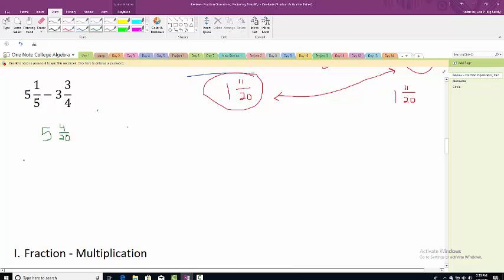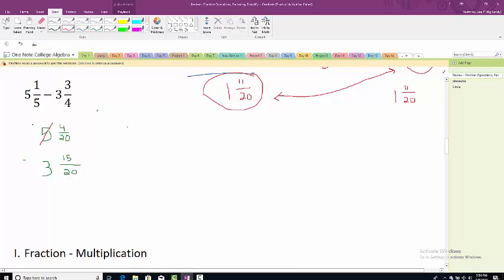3 1/4 becomes 3 15/20. Now, 15 cannot be taken from 4, so you may be tempted to think this is a negative number. But what you have to look at is the fact that as a whole, 5 is bigger than 3. 5 in some fraction is bigger than 3 in some fraction. So we have to borrow, because we are actually taking less from more, which gives us a positive answer.